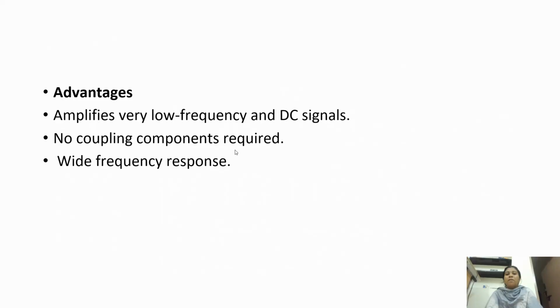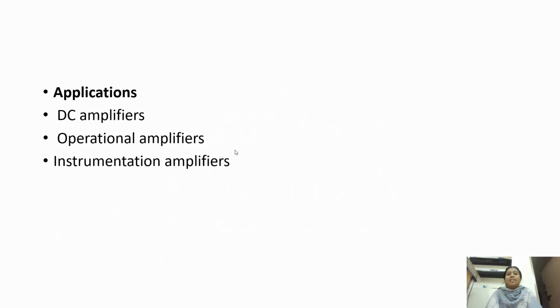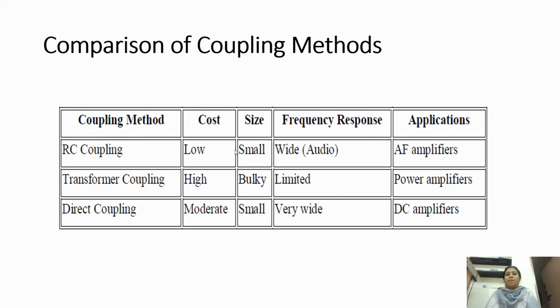Advantages are that it amplifies very low frequency and DC signals, and no coupling components are required, giving a wide frequency response. Disadvantages are DC biasing problems, temperature variations affecting the operating point, and design complexity. Applications are DC amplifiers, operational amplifiers and instrumentation amplifiers.